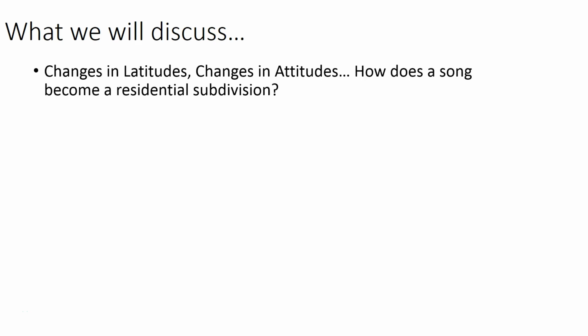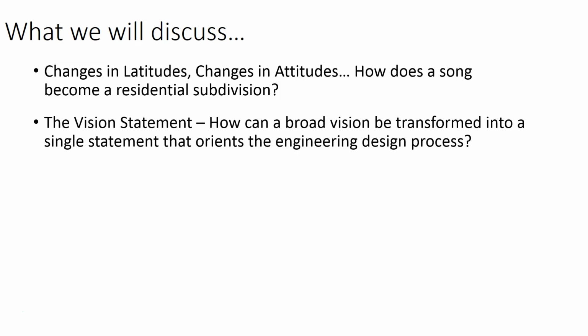So the outline for our video here will be as follows. We're going to first take an opportunity to look at the Margaritaville subdivision and try to break down some of their marketing materials that they've put together and try to understand a little bit more about how the vision for a project ties into the overall engineering process. And then from there, we want to see if we can somehow transform what might be a broad vision for a project into a specific vision statement that is going to ultimately orient the engineering design process.